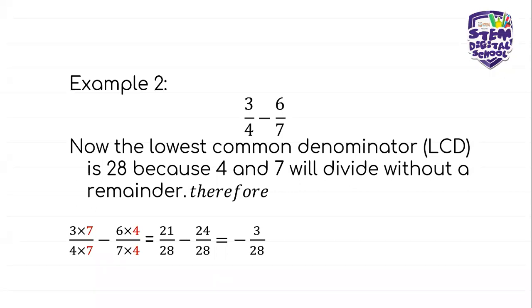Once again, if you have a fraction of this nature, 3 over 4 minus 6 over 7, you can tell without any waste of time that the denominators are not the same. What do you do now? You need to look for the lowest common denominator. In other words, you need to look for a denominator which is divisible by 4, also divisible by 7. Yes, it's called the LCD.